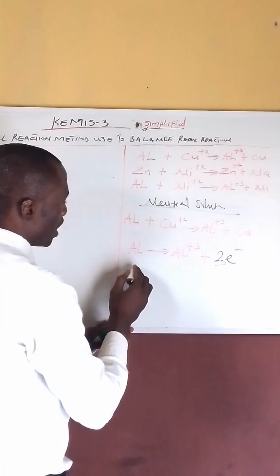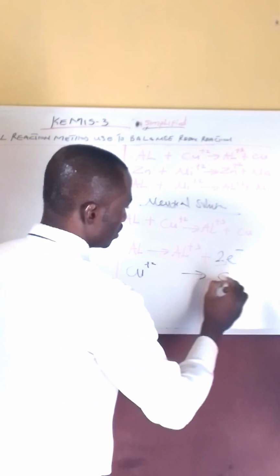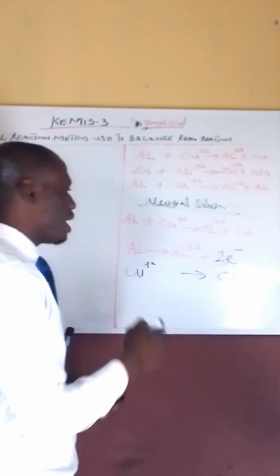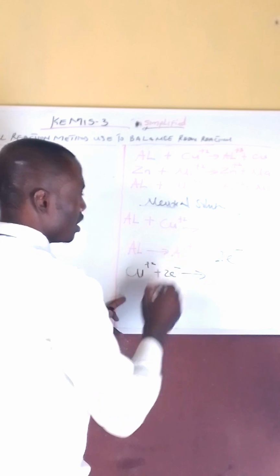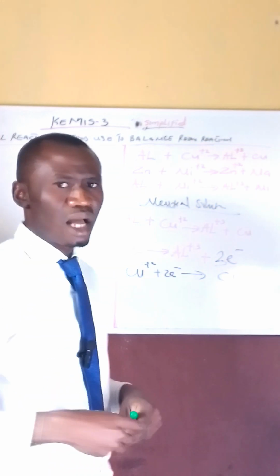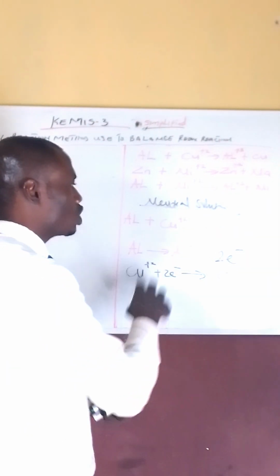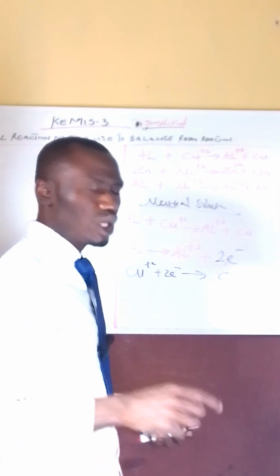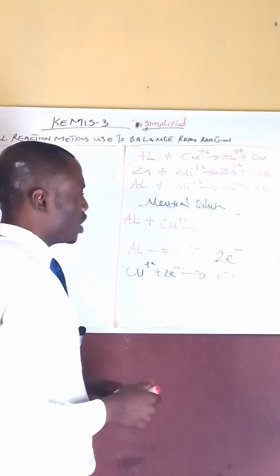And then we'll go to the copper. Copper plus 2 gives copper. Now, what will I do to balance out the charge? If I add 2 electrons here, you see, it is now balanced. But that's not all. Now, what you need to do is equalize this equation. How do we equalize this equation? We need to eliminate these electrons.